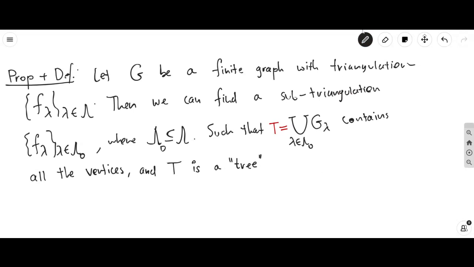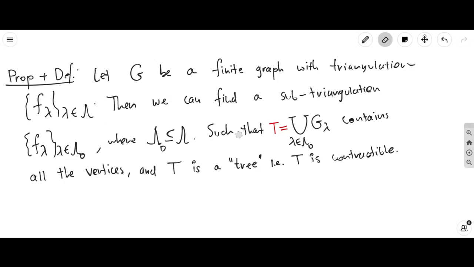In a discrete math class, the way you define a tree might be a little bit different from the way we're about to do it. But because this is topology, I think this is the nicest way of defining a tree. T is a tree means, i.e., T is contractible. A contractible space means the entire space can be shrunk down to a single point. So that's the proposition and definition.